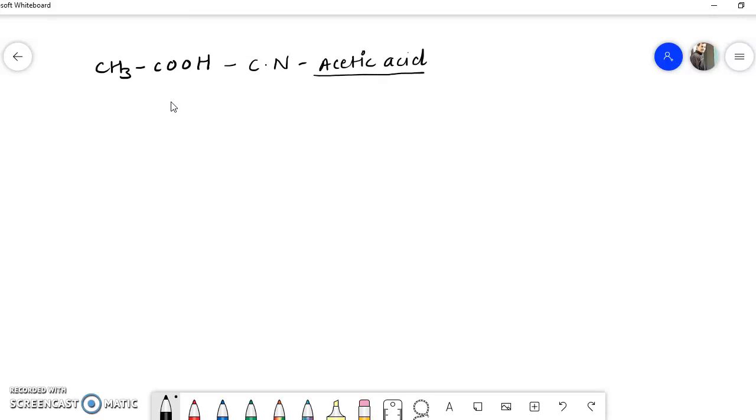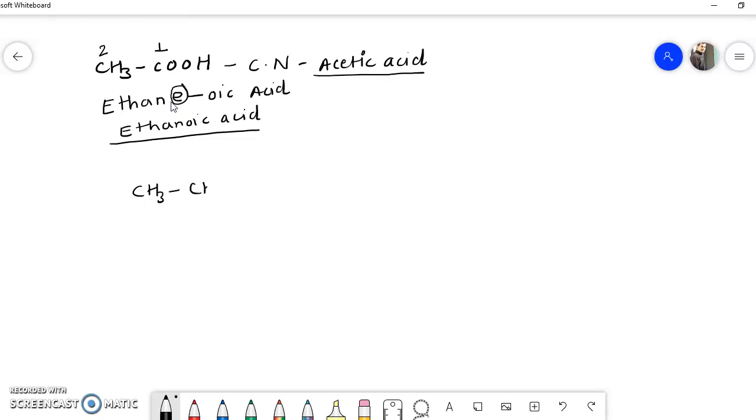So use our rules. The longest carbon chain is 1, 2. The first number we give to the acid carbon, 1, then second. So what is the parent alkane? It is ethane. So we have to replace this E by OIC acid. So what will be the name? The name will be ethanoic acid. See, it is very simple. We'll take a few more examples.